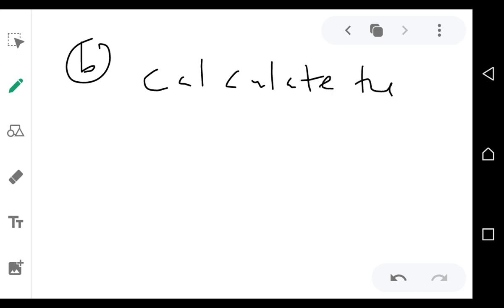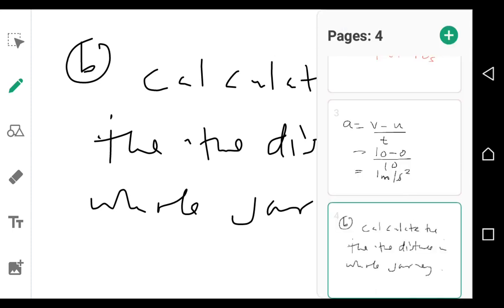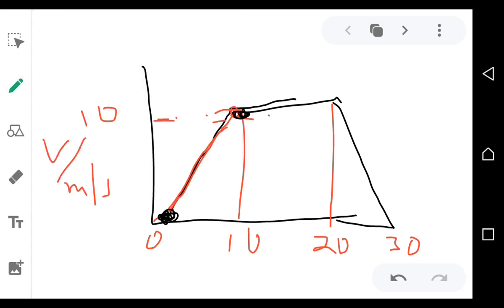But B, calculate the distance in the whole journey. So it means all the areas of those triangles, of those shapes. Remember what I said, when calculating the distance, you use areas. So when I'm calculating distance, I use areas.